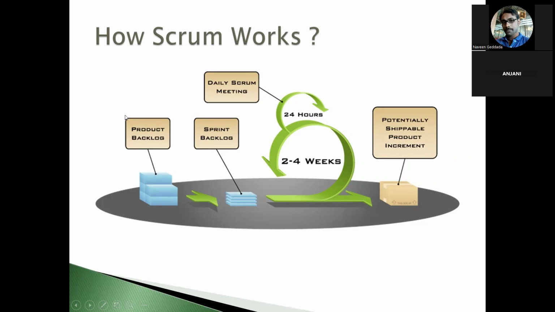So we have the product backlog, the sprint backlog, and the daily Scrum meeting, or we can also call it the daily stand-up. As we mentioned, the daily Scrum meeting is daily, so it will be a period of 24 hours. And you can see 2 to 4 weeks is nothing but a sprint duration. As we discussed, the set of requirements will be released in the form of iteration 1, iteration 2. Here we call them sprints.